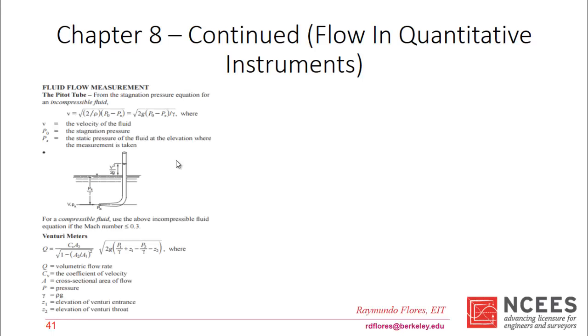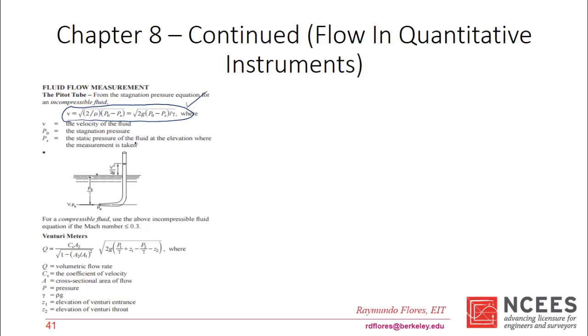In general, for flow in quantitative instruments, you want to get an idea of how much this is flowing. A pitot tube gives you a measured reading from which you can find the flow velocity very easily, and that gives a good approximation. As you can see from the Bernoulli equation, you can actually obtain this, and we won't go over it.